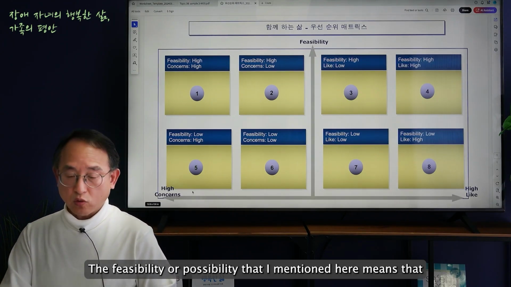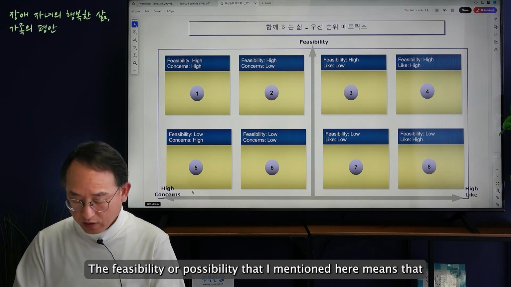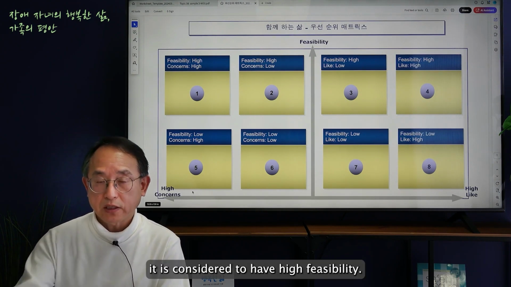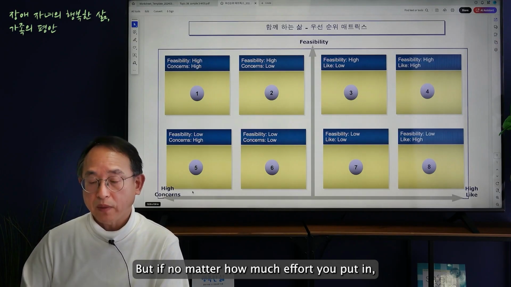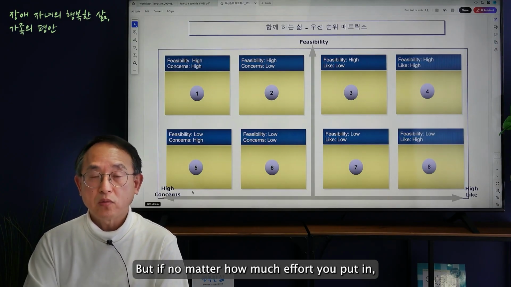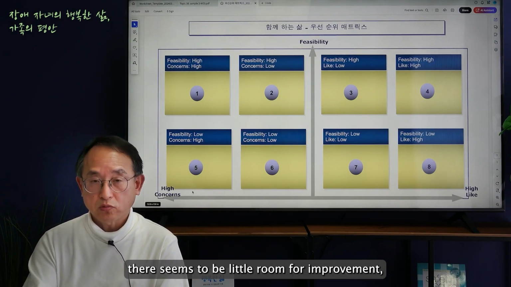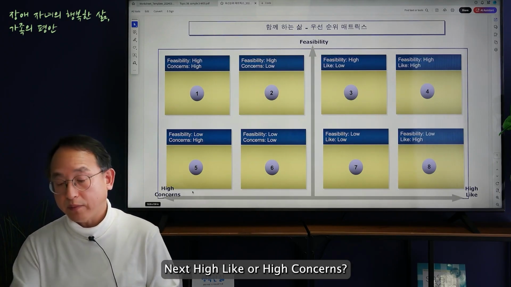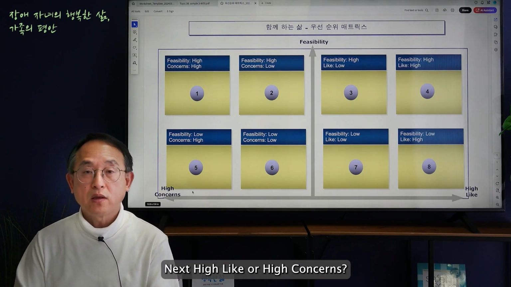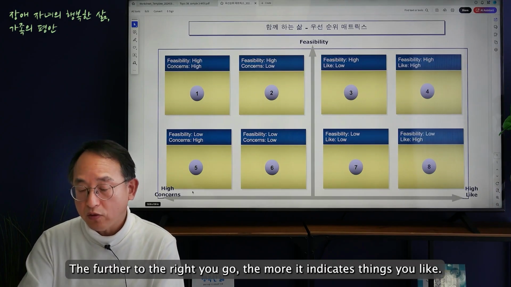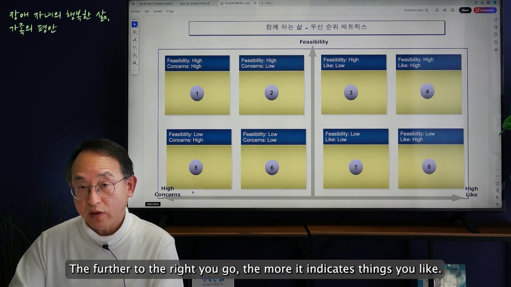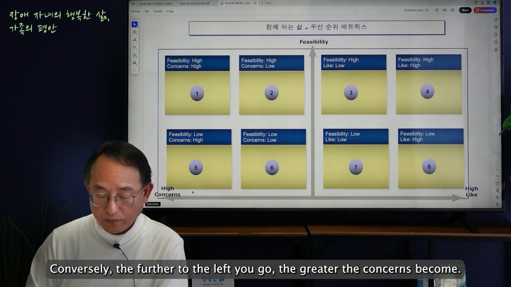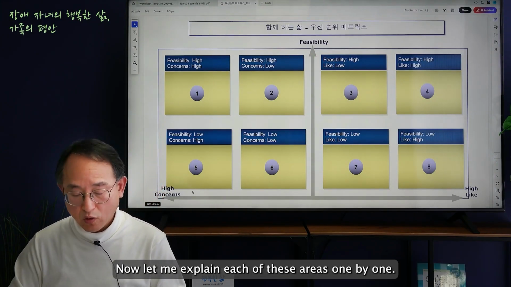The feasibility or possibility that I mentioned here means that if you put in effort, there is a lot of room for improvement. In that case, it is considered to have high feasibility. But if, no matter how much effort you put in, there seems to be little room for improvement, then it falls into the area of low feasibility. Next, highlight or high concern. I'm sure you're already familiar with these. The further to the right you go, the more it indicates things you like. Conversely, the further to the left you go, the greater the concerns become. Now let me explain each of these areas, one by one.